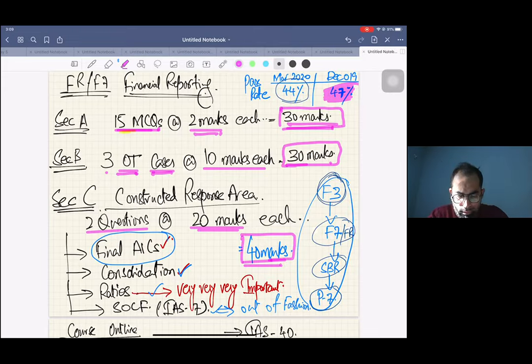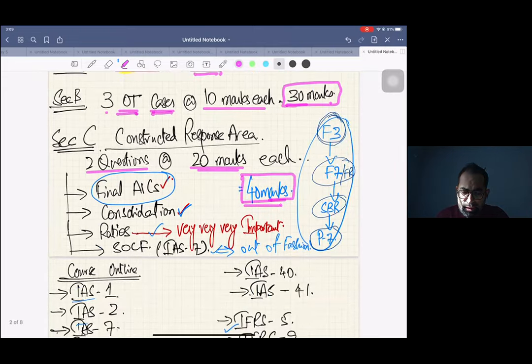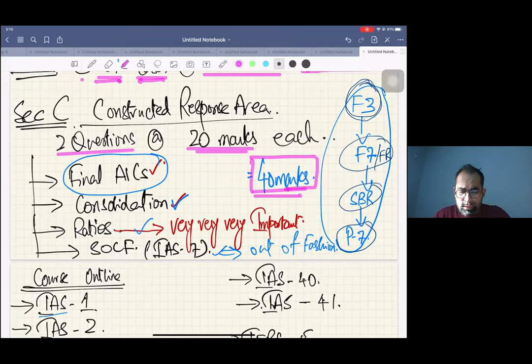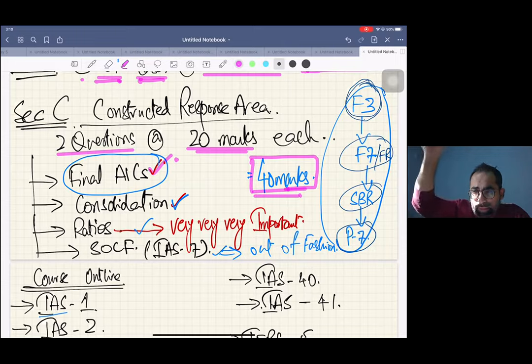Now, which areas come from section C? In section C, first of all, you may get a final account question of 20 marks. Now, what is a final account question? I hope you remember F3 company accounts. When you were doing the company accounts topic in F3, your teacher used to teach you like this: there is a trial balance given and a few adjustments are given.